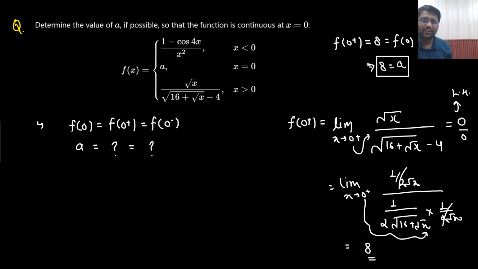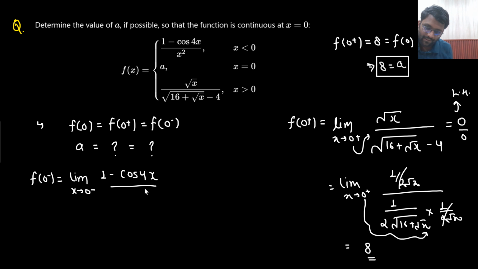But if it is mentioned that not possible is also one of the options, then you will have to check what is the value at f of 0 minus. So what is the value at f of 0 minus? So the value at f of 0 minus would be this limit, right? So if I put 0 here, cos 0 will be 1. It is 0 by 0 form. That means you need to apply L'Hopital rule. But again, will you apply L'Hopital rule? You can apply L'Hopital rule if you want, but I can see a standard form here, right?